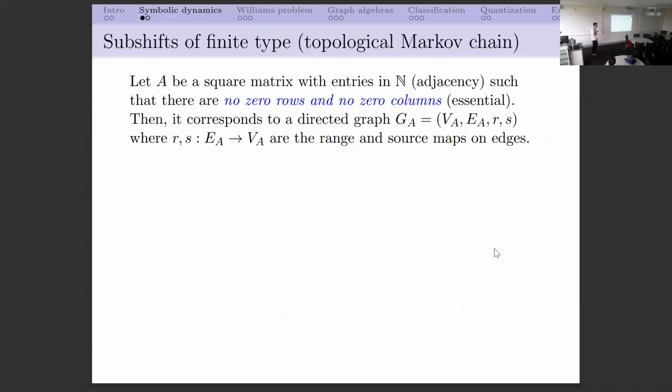All right, so I want to encapsulate this situation more generally using dynamics with symbols. Suppose I have a square matrix with entries in the non-negative integers. I can include 0, and I'm going to call such a matrix an adjacency matrix because immediately it's going to represent some directed graph. I'm going to assume that it has no 0 rows and no 0 columns. It'll be immediately clear why I decided to do this in a second.